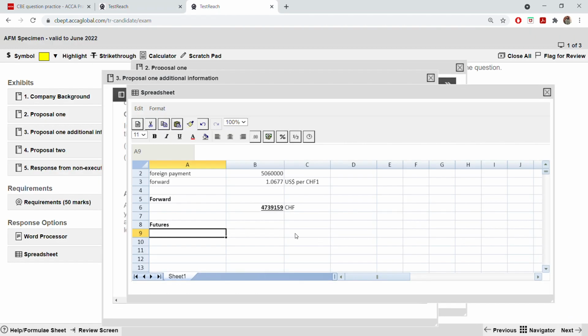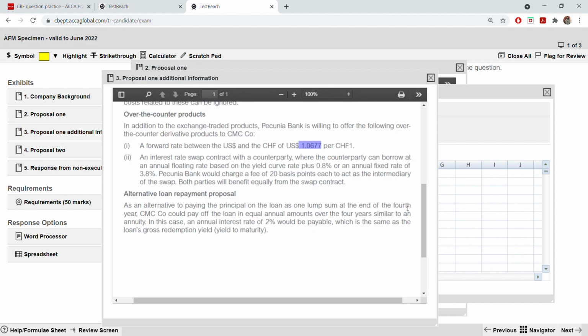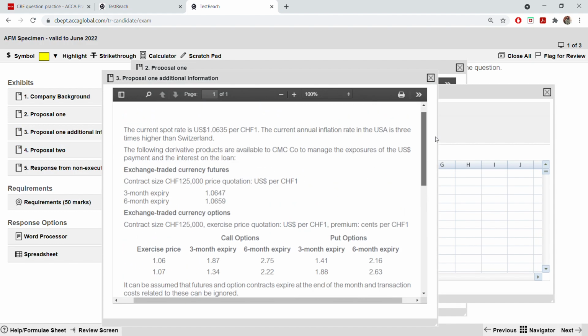Okay, let us go to the future first. You see under future there are two. One is 3 month expiry, one is 6 month expiry. Which one are you taking? 6 month one, because you have to hedge for 4 month. So this is the opening future price, 1.0659. And also you have to find the number of contracts.